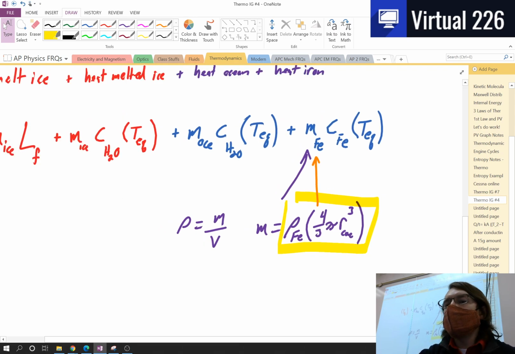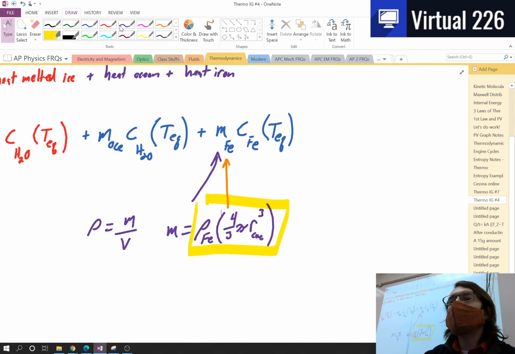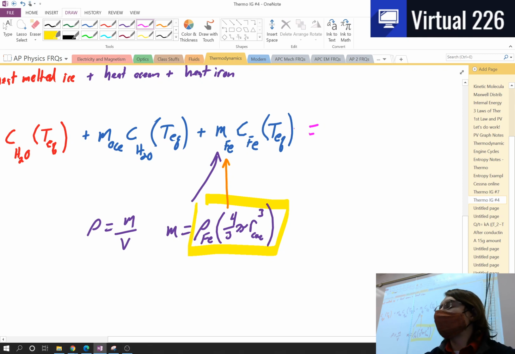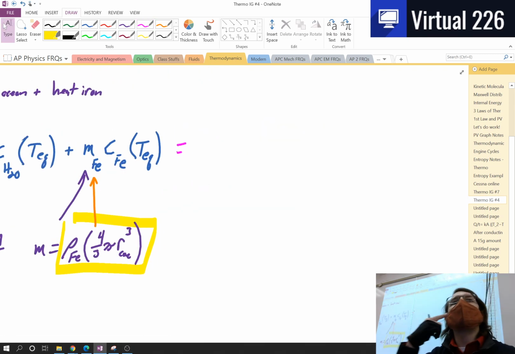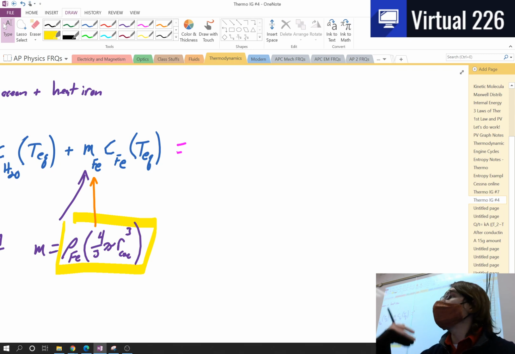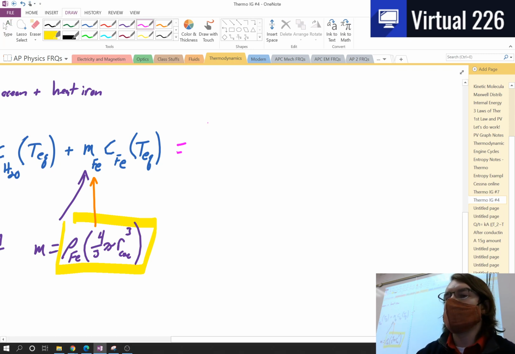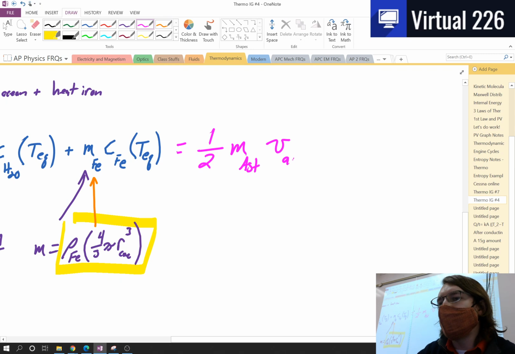Once we have all that, this is going to be equal to the kinetic energy from the asteroid, because that kinetic energy from the asteroid is what is causing this heat. So this has to be equal to a 1/2 m of the asteroid multiplied by the velocity of the asteroid squared.